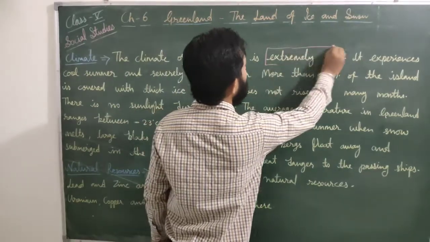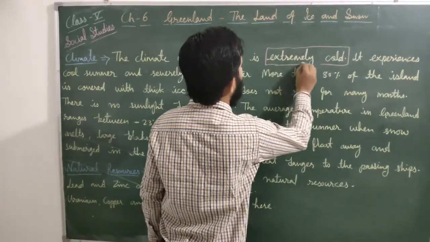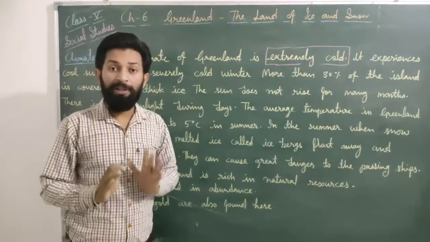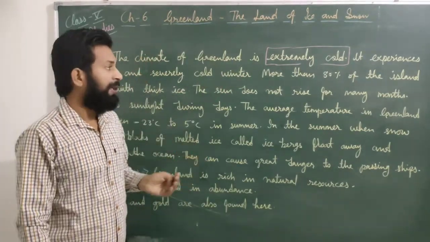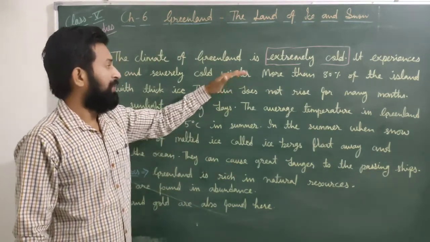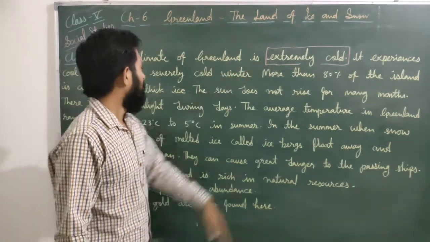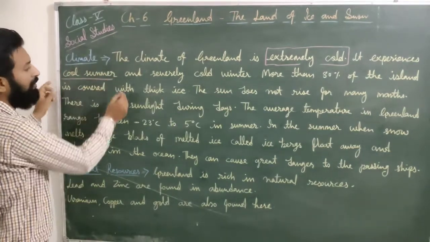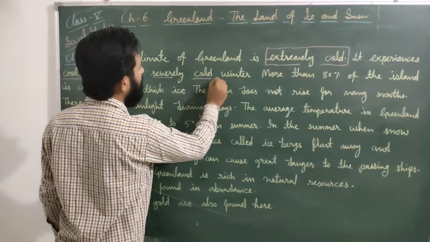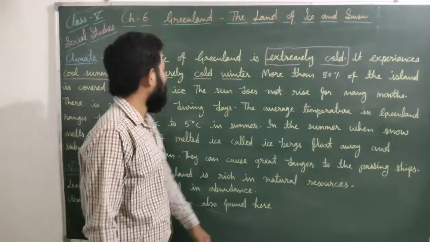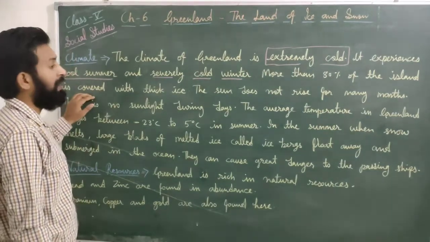Dear students, the climate of Greenland is extremely cold the whole year. Only in the summer there is a little chance of warmth, but we can see that extremely cold climate all of the year. It experiences cool summer. Summer is also cool, and they face severely cold winter. More than 80% of the island is covered with thick ice.